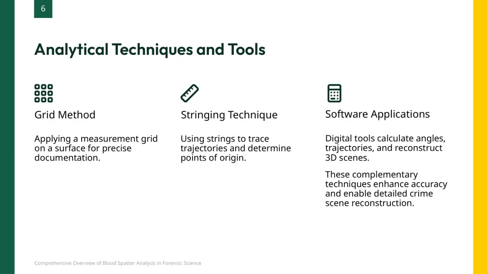Here, we have three key analytical techniques used to enhance accuracy in crime scene investigations. First is the grid method, which involves overlaying a measurement grid on the surface being examined. This allows for precise documentation of evidence locations. Next is the stringing technique, where strings are used to trace trajectories, helping us determine points of origin, such as the path of a bullet or blood spatter.